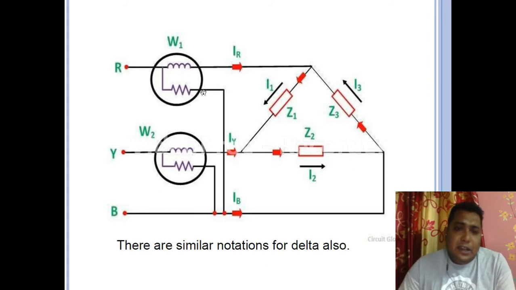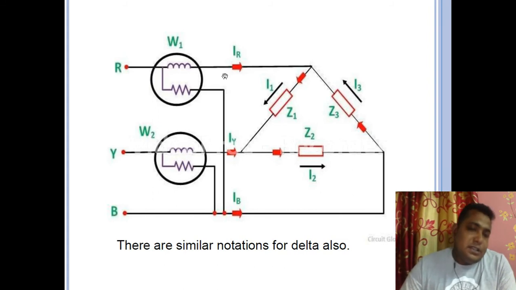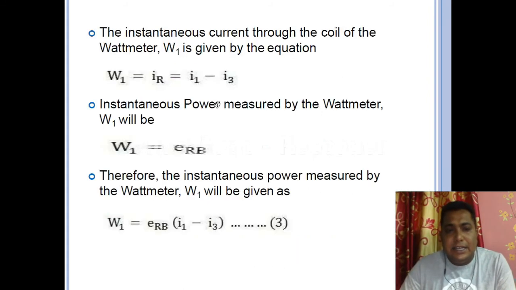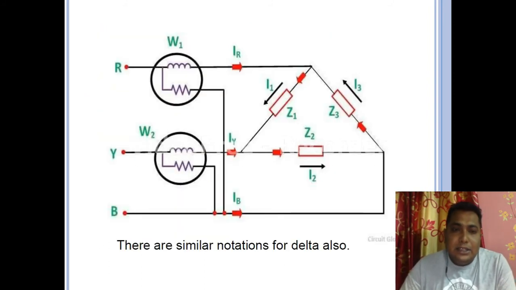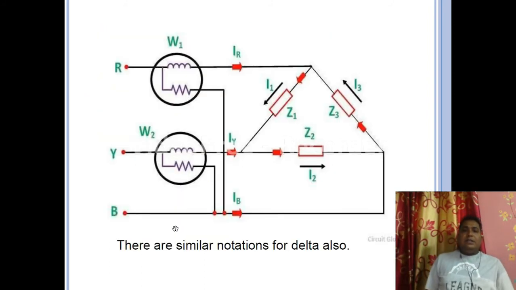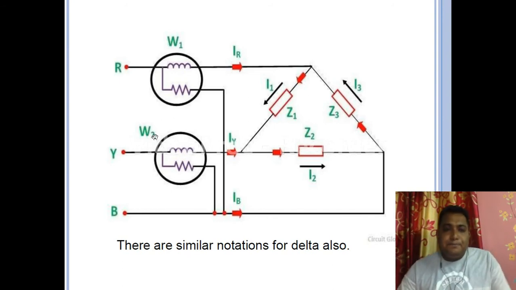Let us see the power consumed by this 2 wattmeter. See this one, W1, the reading of the first wattmeter. What is the reading? Just check: ERB into I1 minus I3. See what is told over here.